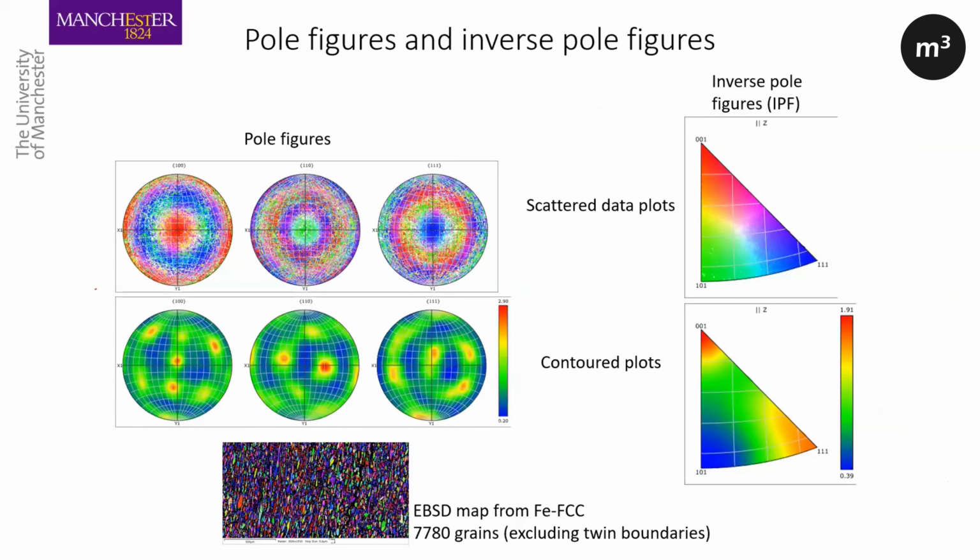And also we can do the texture analysis, show them in scatter plots or contour plots, where we can see here that it seems as a scatter plot that we have all sorts of orientations there, random, but then when we contour it, we can see that mainly we have the 001 and the 111 orientations in the Z direction.